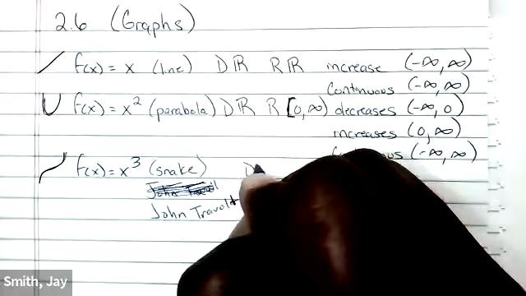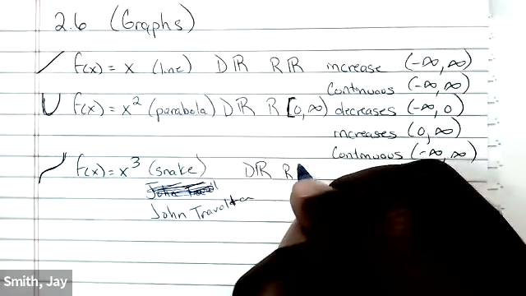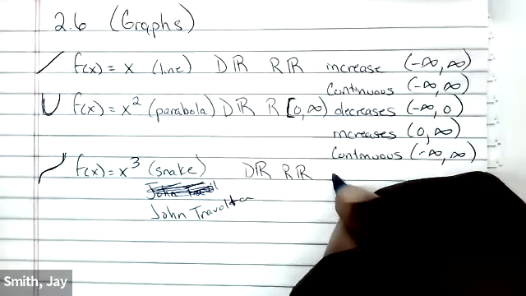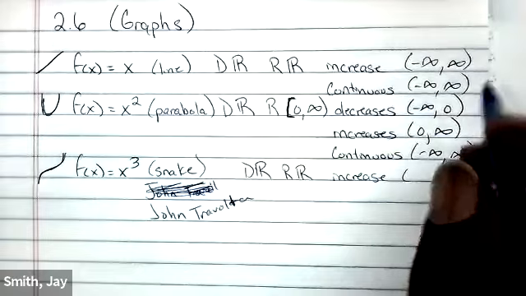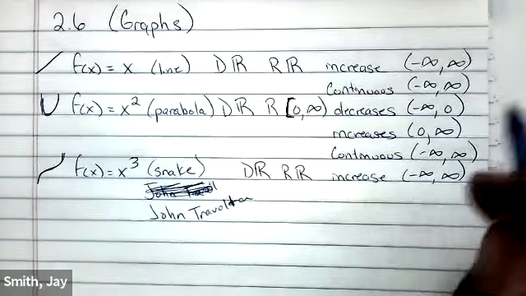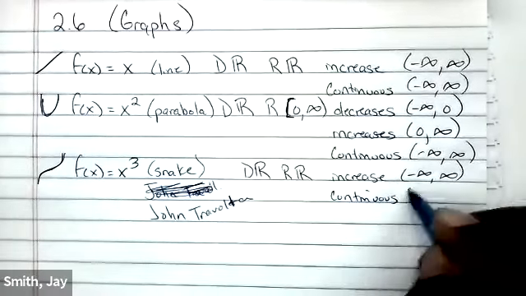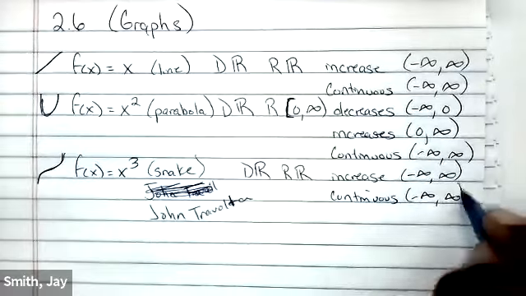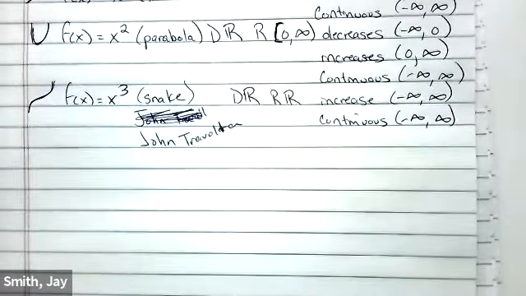Either way, the domain is the entire real number system, and the range is also the entire real number system. This function increases over the entire domain from negative infinity to infinity. It's also a continuous function from negative infinity to infinity. Hope that makes sense. All right.